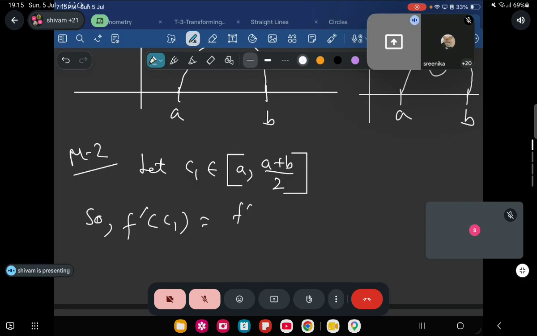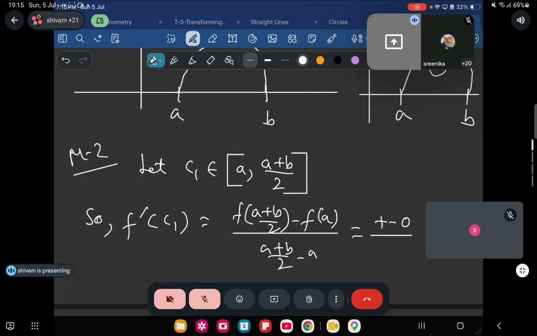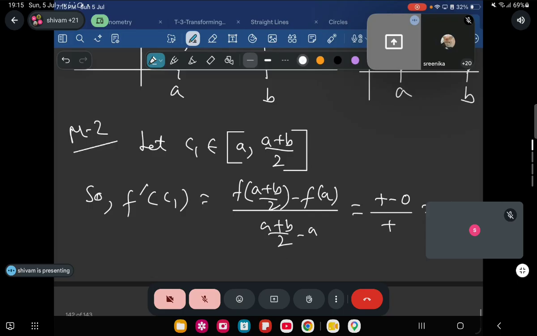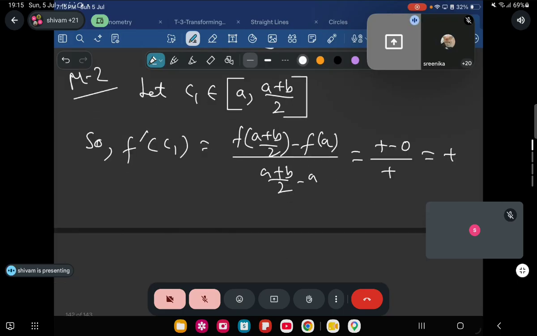f dash c1 is equal to f of (a plus b)/2 minus f of a, upon (a plus b)/2 minus a. Tell me everyone, so this will give us how much? Now see, f of (a plus b)/2 is positive, minus 0, upon (a plus b)/2 minus a will give us (b minus a)/2, right? So the denominator is positive, so the whole thing is coming as positive. So I've got f dash c1 is positive.